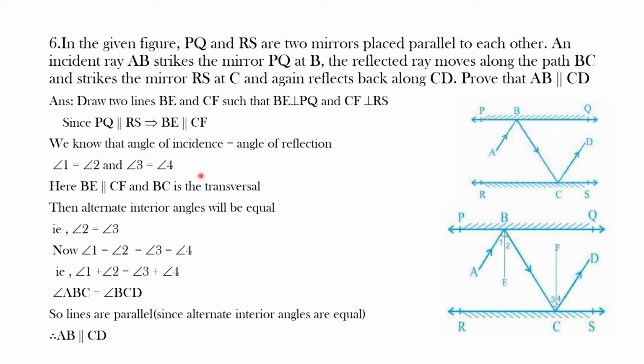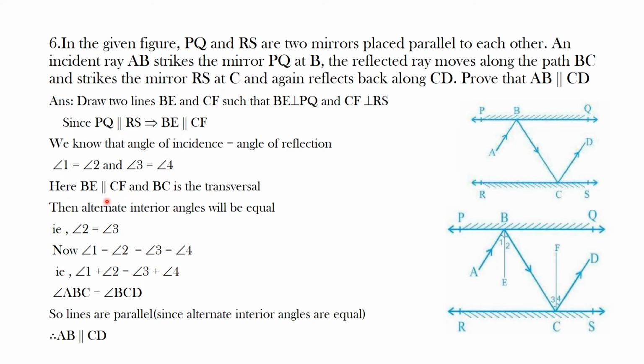And we have learned in physics, angle of incidence is equal to angle of reflection. Here at the point B, angle ABE is the angle of incidence, and from B it is reflected through BC. We can say angle of reflection is EBC. Therefore, angle 1 is equal to angle 2. At the point C, we can say angle 3 is equal to angle 4.